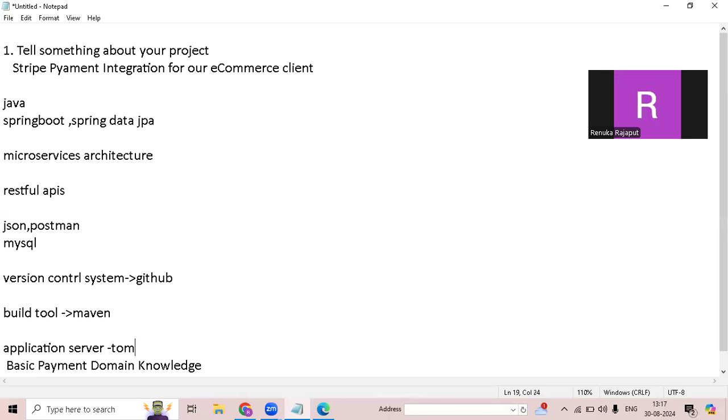We're using application server as a Tomcat here, and also cloud for AWS. In AWS, we use the service EC2 to launch the instances. And agile methodology is Scrum. We are using here Scrum, agile development, and project management tool is a Jira.